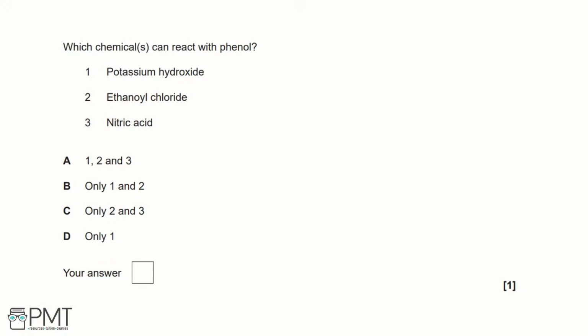Which chemical or chemicals can react with phenol? 1, potassium hydroxide, 2, ethanoyl chloride, 3, nitric acid. A, 1, 2 and 3, B, only 1 and 2, C, only 2 and 3, or D, only 1. Drawing the reactions for these, we would have our phenol reacting with potassium hydroxide first.